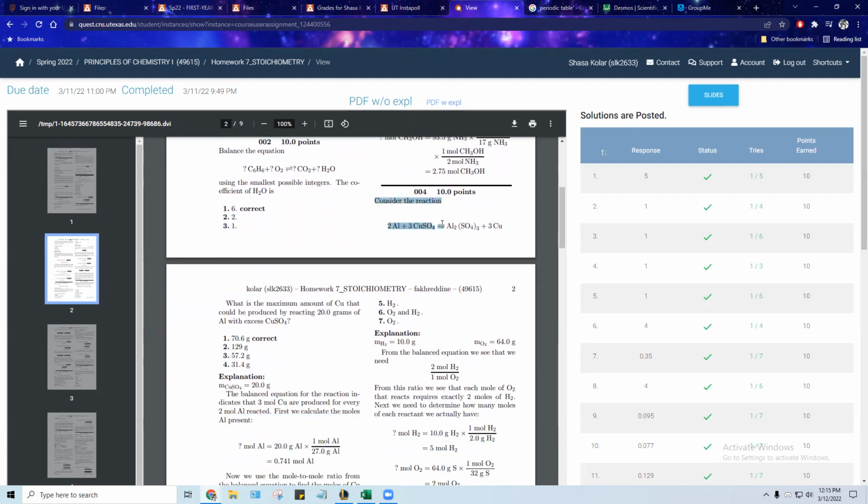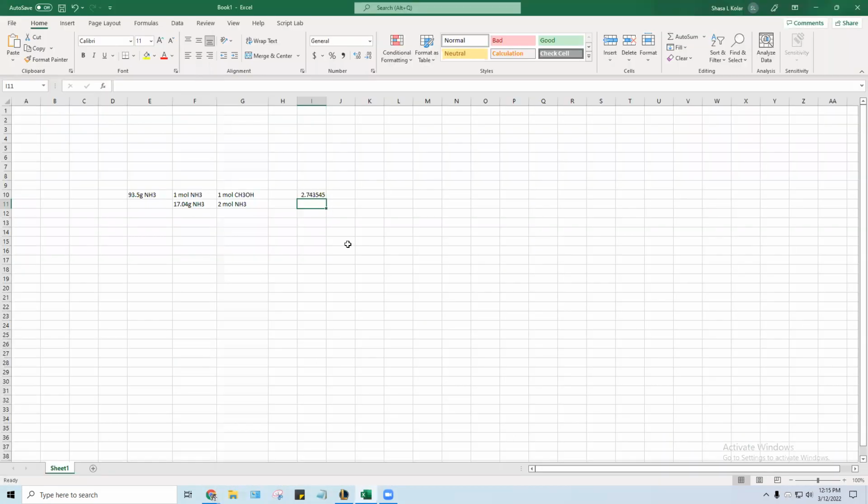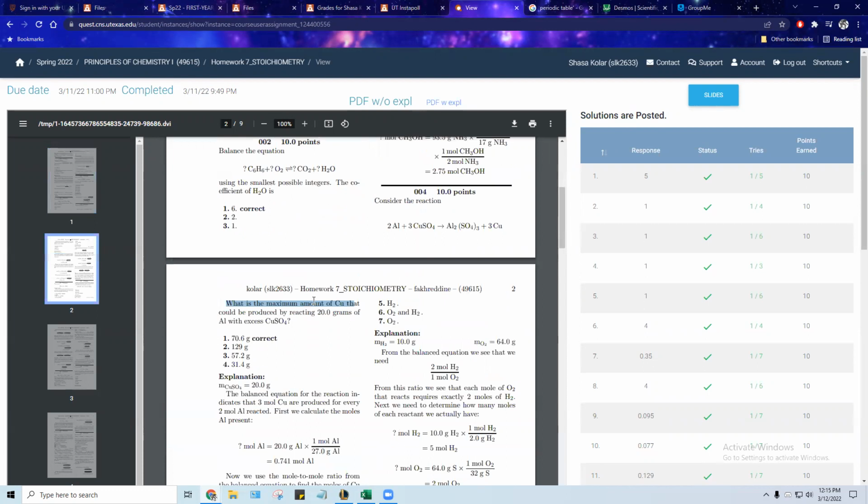So it says, consider the reaction, and it's 2 aluminum, cupric sulfate, aluminum sulfate, and then copper. And it's asking what the maximum amount of copper. So our end result, go ahead and delete this. So our end result is copper. Just make sure we're doing the equation right from the beginning this time. Amount of copper that could be produced. So that's our end goal: 20 grams of aluminum with excess CuSO4. So what this means is that this CuSO4, we can just pretend it's not there. And we just have to consider aluminum to copper.